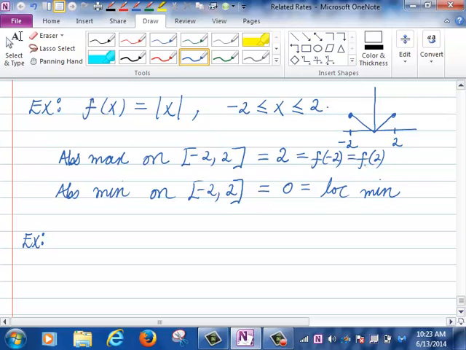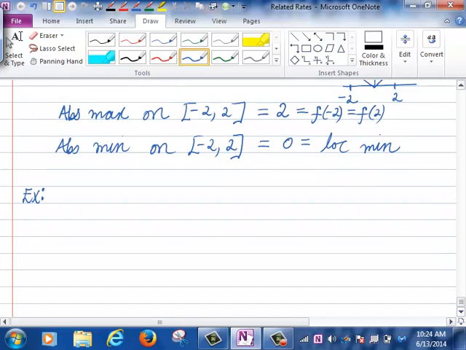Well, I was just thinking about like a sine graph. Yeah, so in that case, there are infinitely many places where sine attains the value 1, right? So in that case, the maximum value of sine is 1, okay? But it occurs at infinitely many places, right?